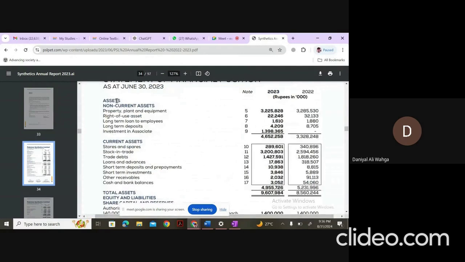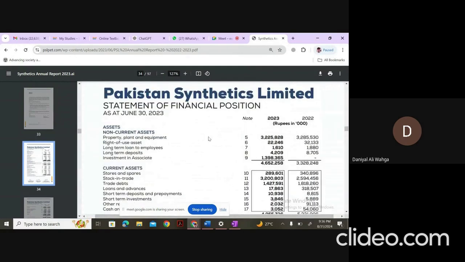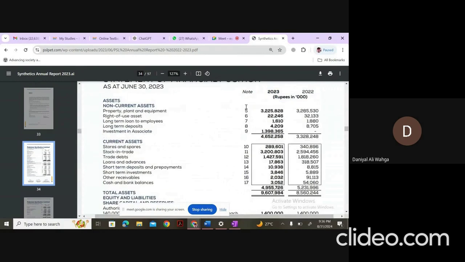Here you can see we start with our statement of financial position. There are assets, non-current assets. This is the property, plant, equipment. Then there are right of use assets. Long-term loans to employees are the amount paid to the employee, and this is a long-term loan, so we have to get these amounts back. Then long-term deposits and investments.